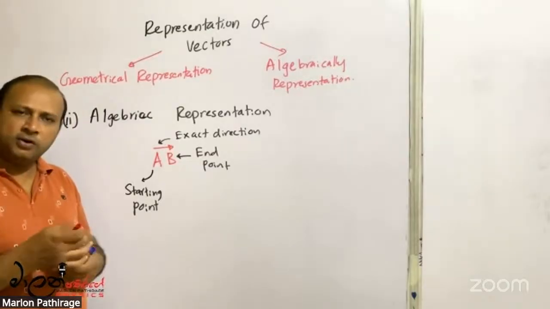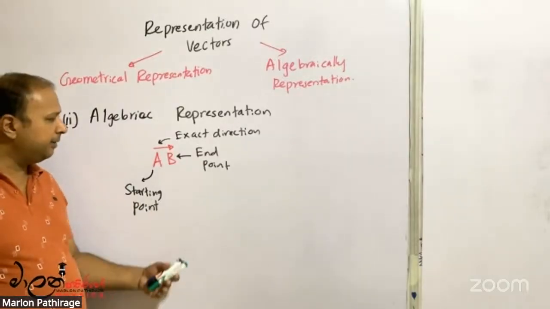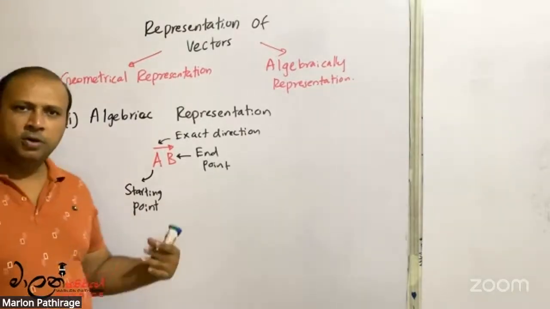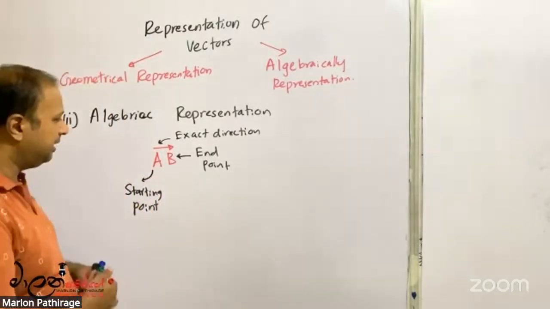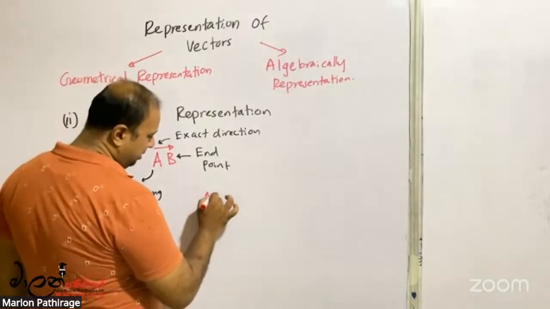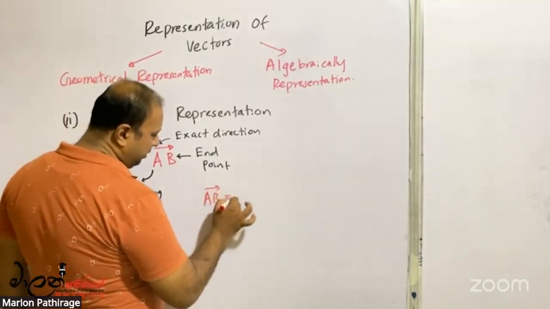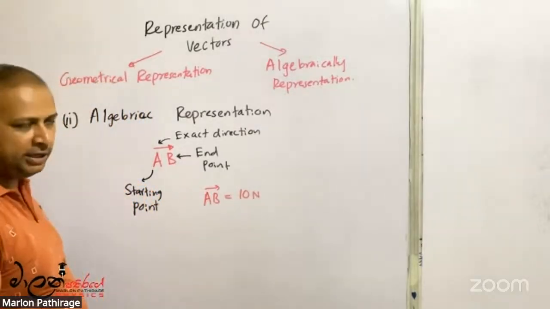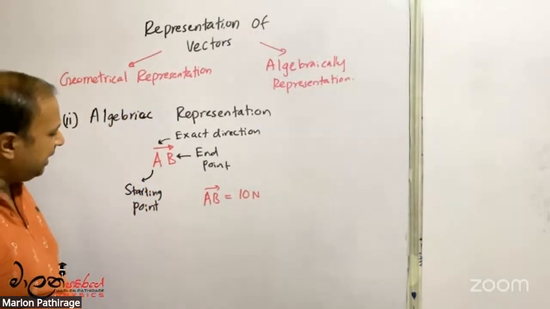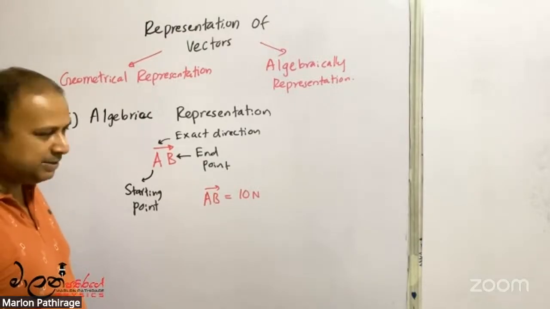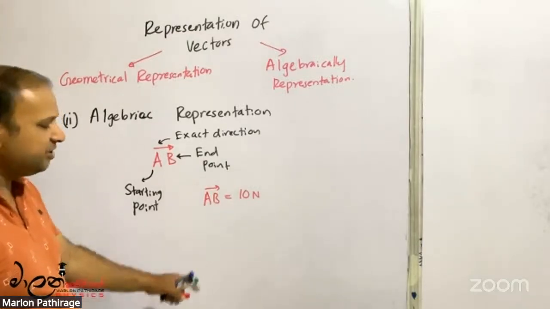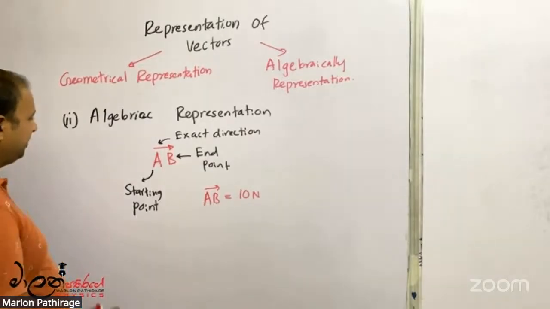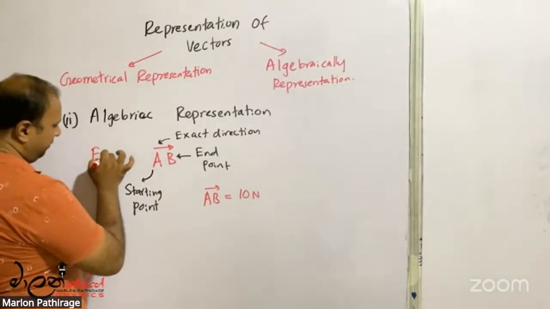So normally this is the algebraic representation. If you want to represent the magnitude, then we can equate this algebraic representation to some value. It is something like this: AB vector is equal to 10 Newton. Then we can say AB vector shows a force which is equal to 10 Newton. Direction is A to B. This is the first example.